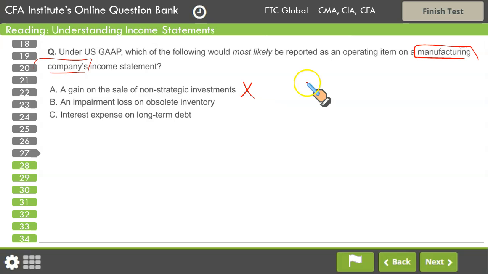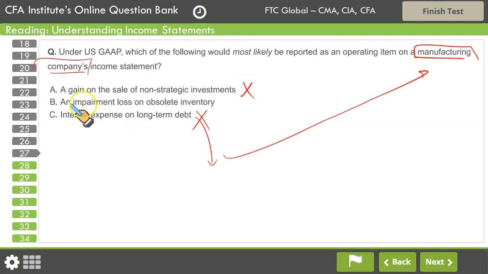We're looking for something that would be reported within the operating section of your income statement. So non-strategic investment is not reported as a part of your income statement. Interest expense on long-term debt: servicing of debt, borrowing cost. For a manufacturing company, it is reported as an interest expense and it is shown after your operating income. So this is incorrect as well.